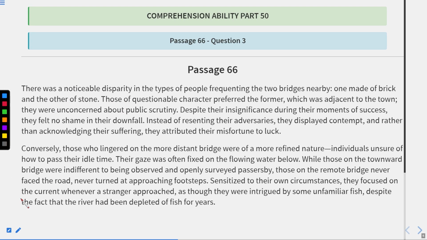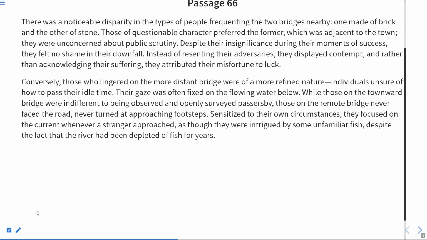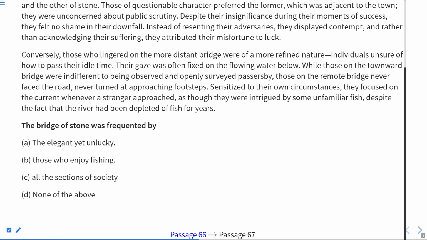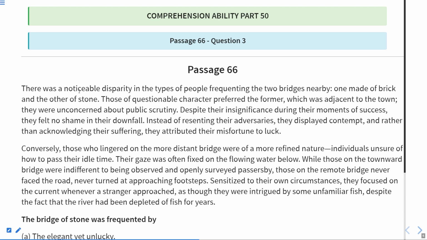Now let us move to the next question, and this is an interesting paragraph. The bridge of stone was frequented by. Now, if you see the options: the elegant yet unlucky, those who enjoy fishing, all the sections of society, or none of the above. Now, if you see this first paragraph carefully, there was a noticeable disparity in the types of people frequenting the two bridges. Disparity means difference. Two bridges nearby, one made of brick and the other of stone. Those of questionable character preferred the former, that is, the one made of brick, which was adjacent to the town.